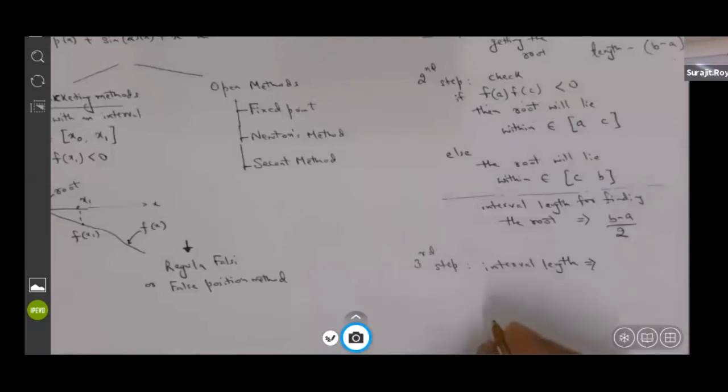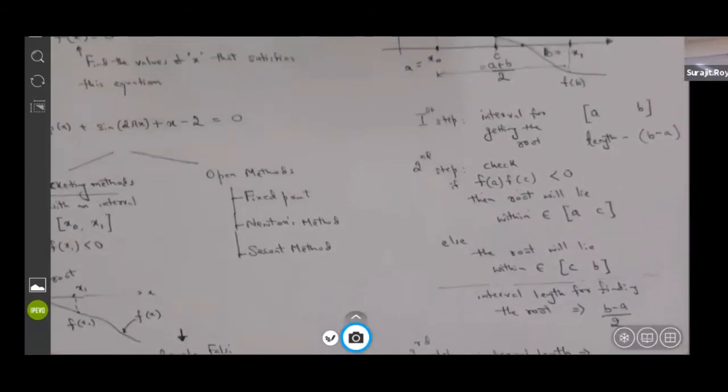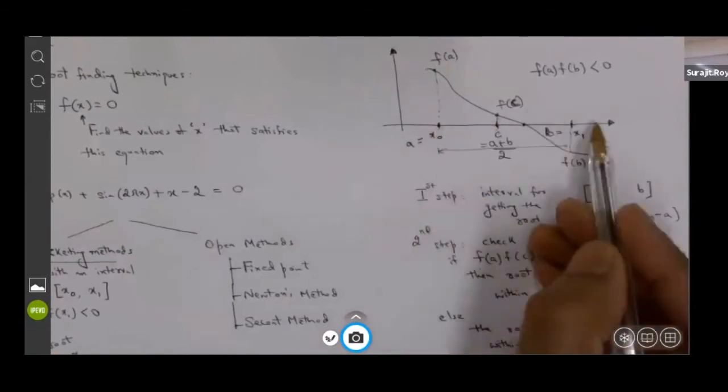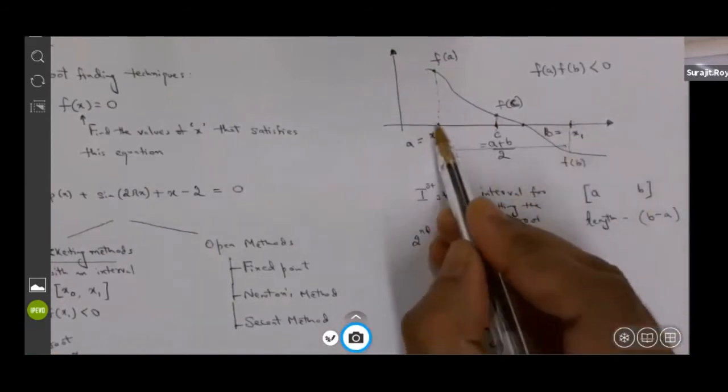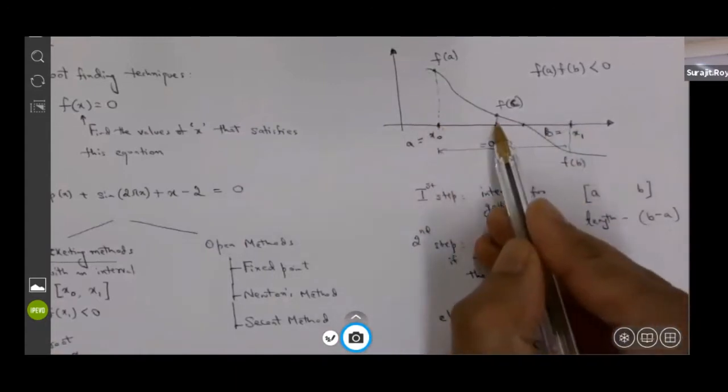So what will be the third step? Okay, I am trying to help you here. This is the first point and second. This is the starting point, A and B, right? Yes, sir. First step. And the second step, I found a midpoint.